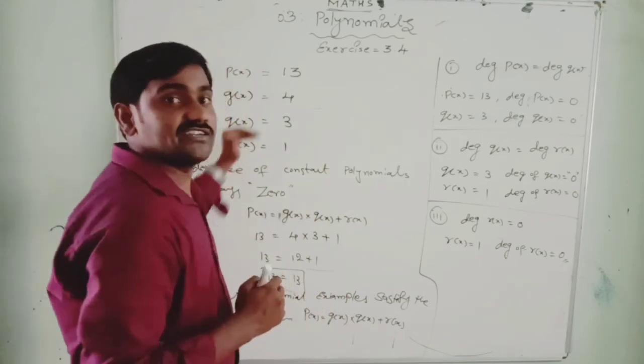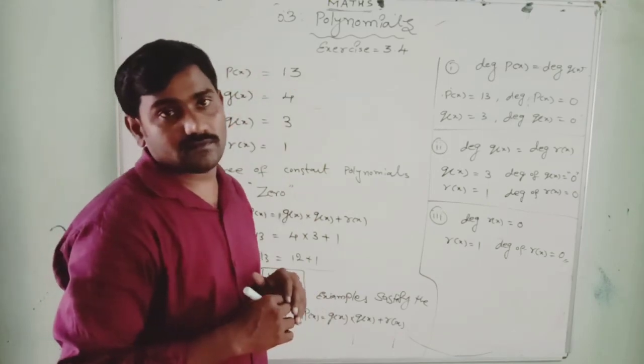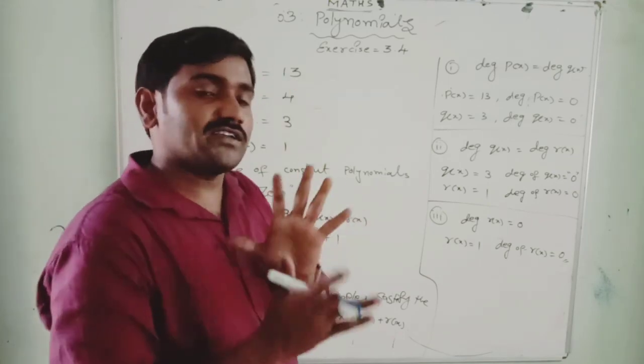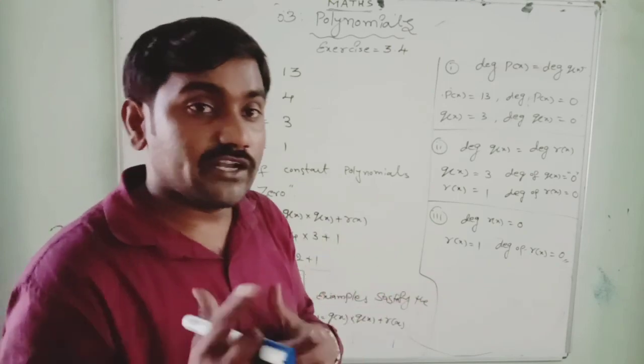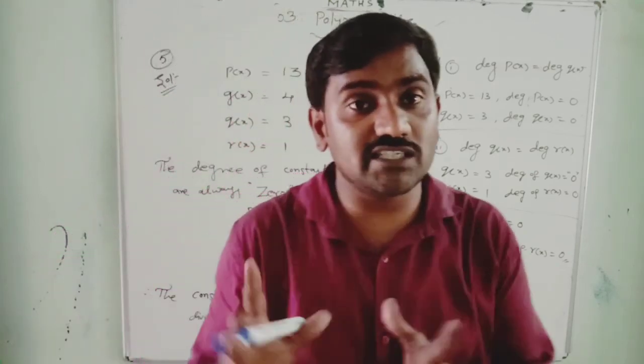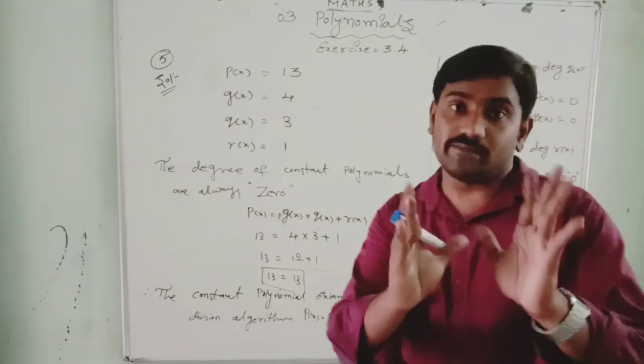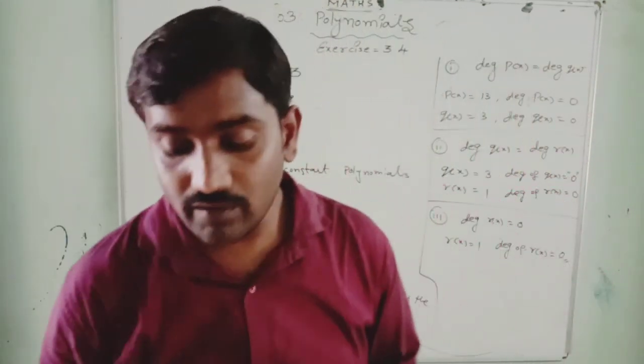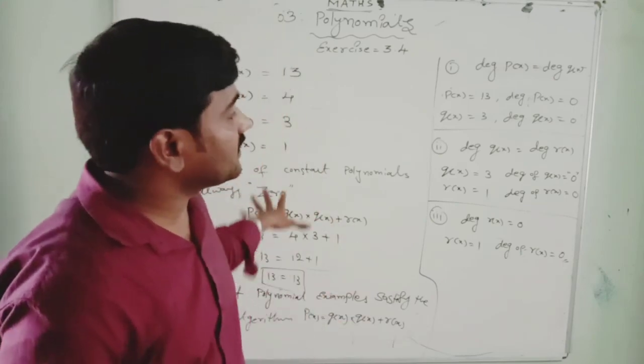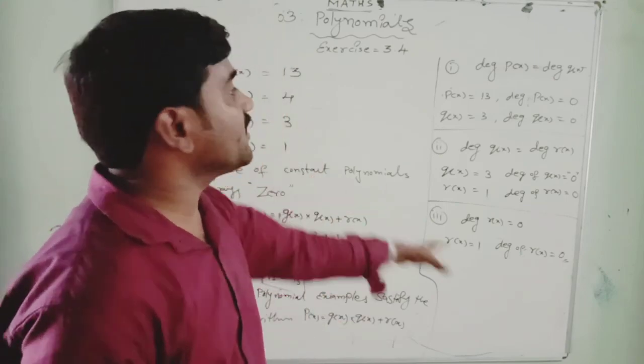When p of x is divided by g of x, then q of x and r of x, all these conditions should be satisfied. In that way you write some examples and check yourself. But I have given an easy method to you all. This will also be given full marks.